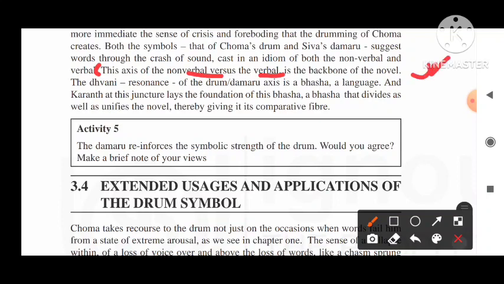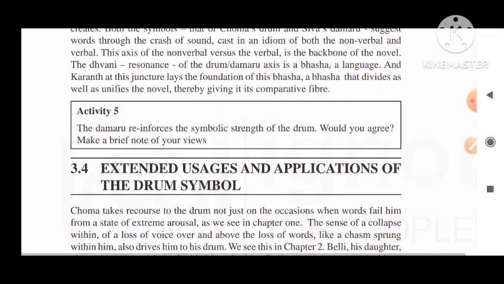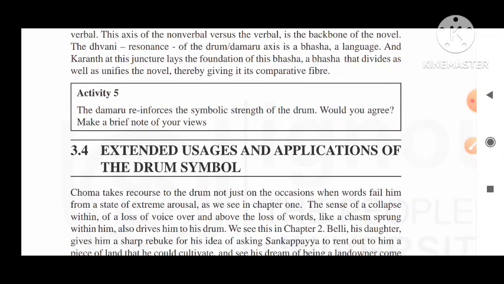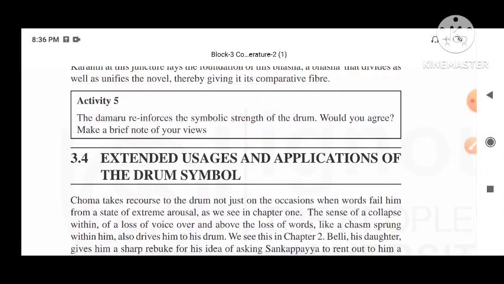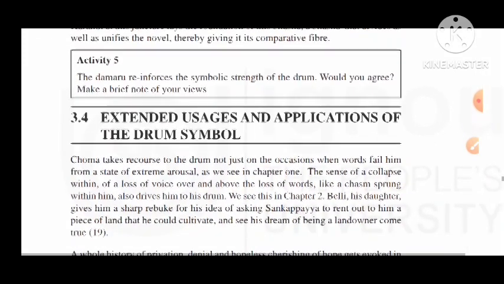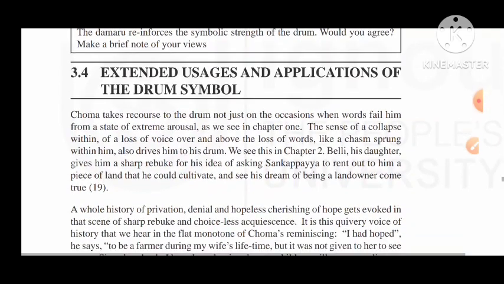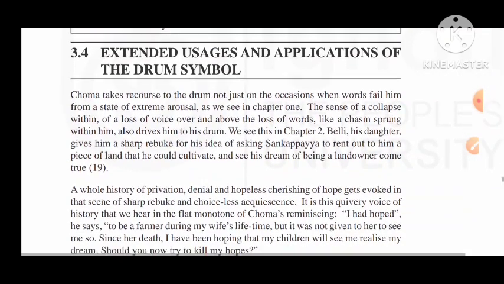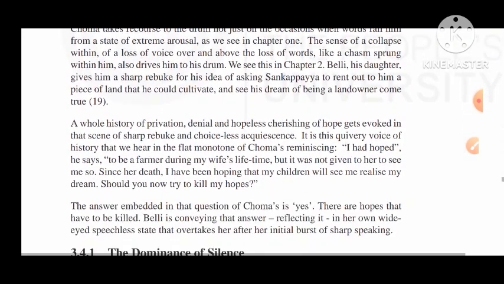The dhvani, the resonance of the drum or damaru, is a bhasha, a language, and Karnad at this juncture lays the foundation of this bhasha, a bhasha that divides as well as unifies the novel, thereby giving it its comparative fiber. The damaru reinforces the symbol strength of the drum. Would you agree? Make a brief note of your views. Then we will go to extended uses and application of the drum symbol.